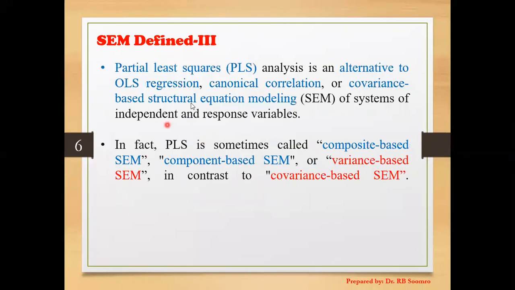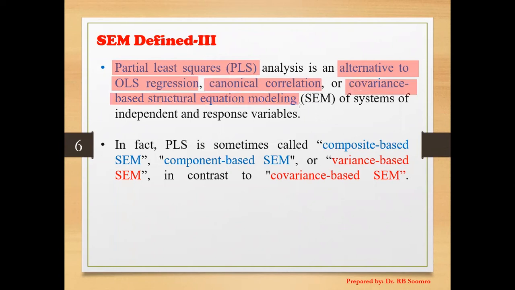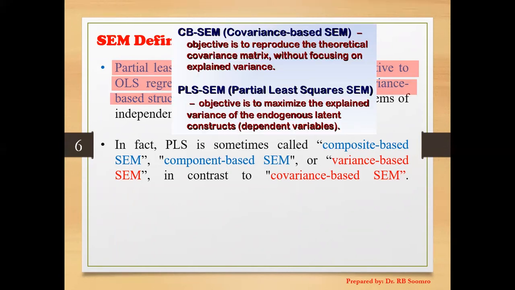Then partial least squares is basically this type of design. We are working in SmartPLS. It is a good alternative to OLS (ordinary least squares) regression, canonical correlation, and covariance-based structural equation modeling. Now, as I already told you, there are two types of software: one is variance-based, and the other is covariance-based. At the end of this video, I have provided a list of the variance-based software which can handle structural equation modeling, as well as a list of the covariance-based software which can handle structural equation modeling.